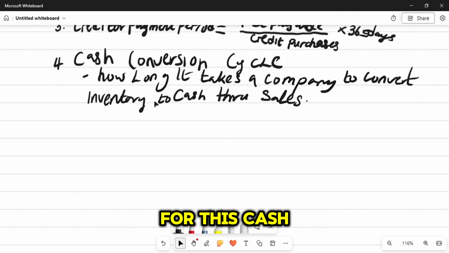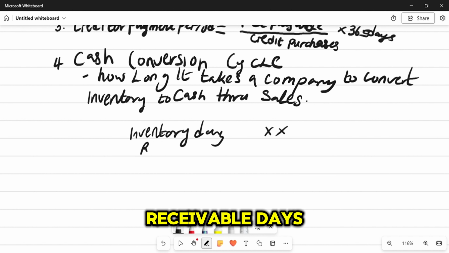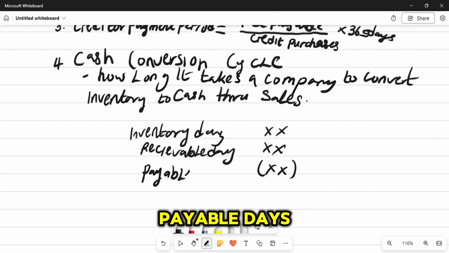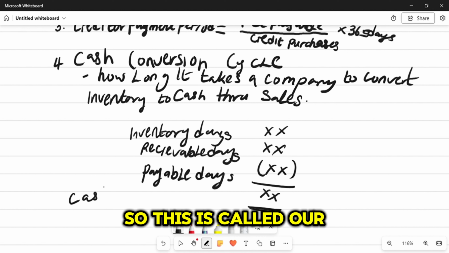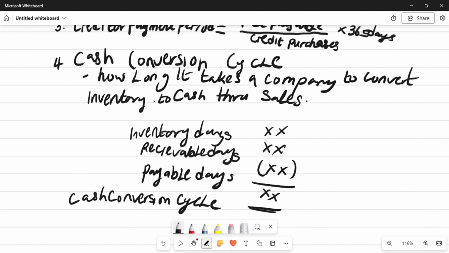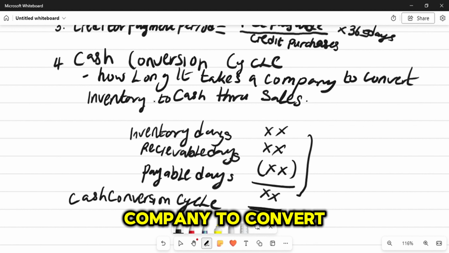So the formula for this cash conversion cycle basically is going to be inventory days plus receivable days. You find the total, and then you less the payable days. So this is called our cash conversion cycle. This basically is the number of days it takes for a company to convert its inventory to cash through sales. So this is the number.